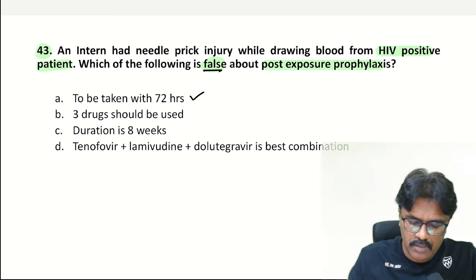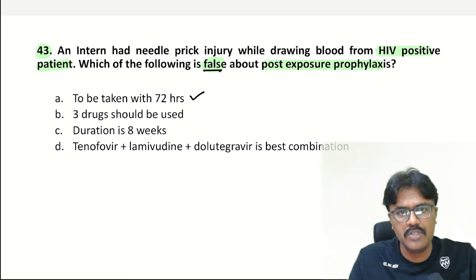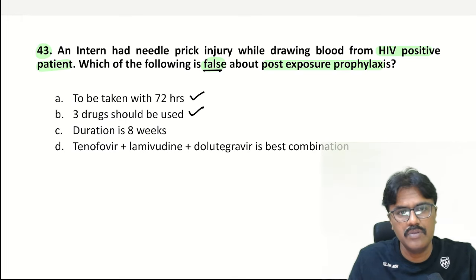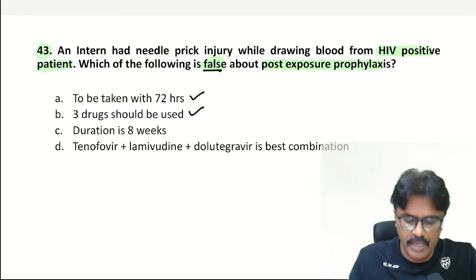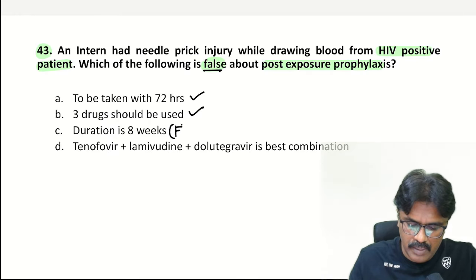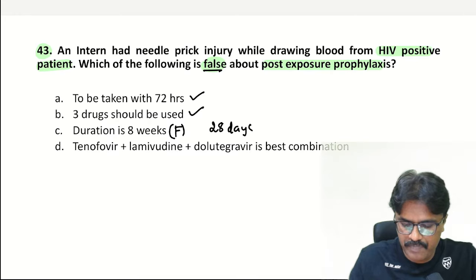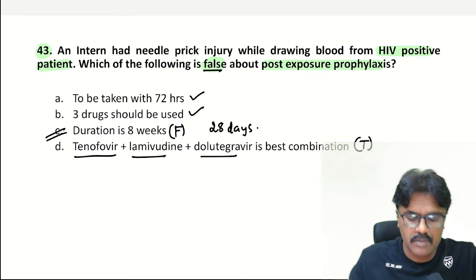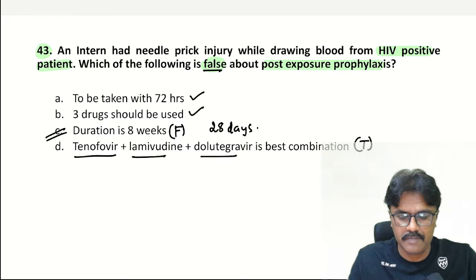The treatment has to be taken within 72 hours. True. Minimum 3 drugs should be given. True. Duration is 8 weeks. False. The duration is only 28 days. That means 4 weeks. And TLD, tenofovir, lamivudine, dolutegravir is the best combination. True statement. So the false one is duration, that is only 28 days.